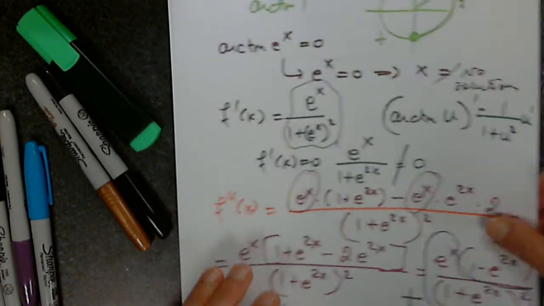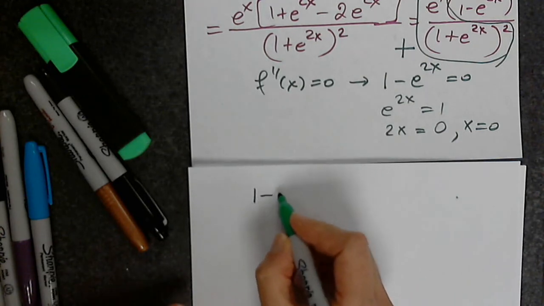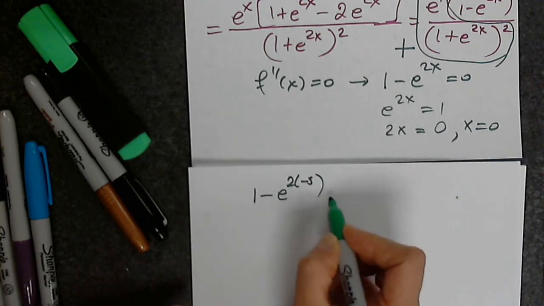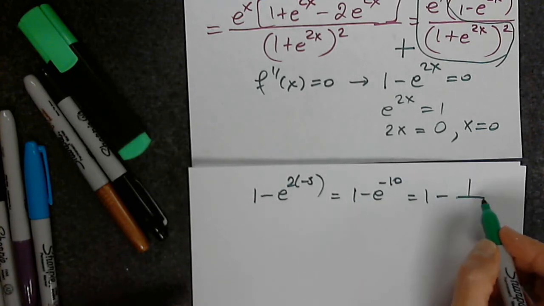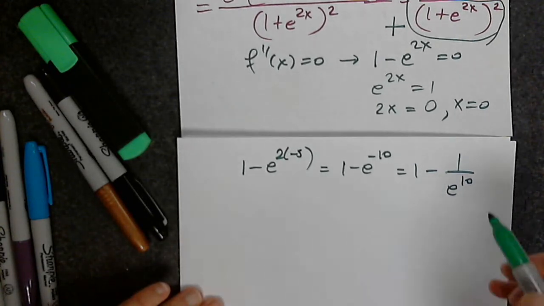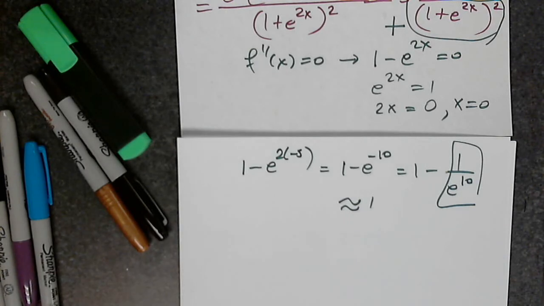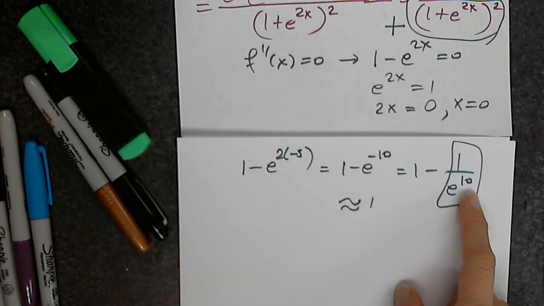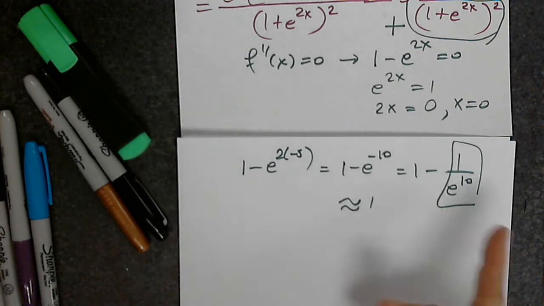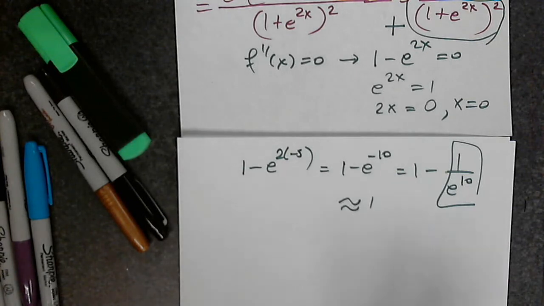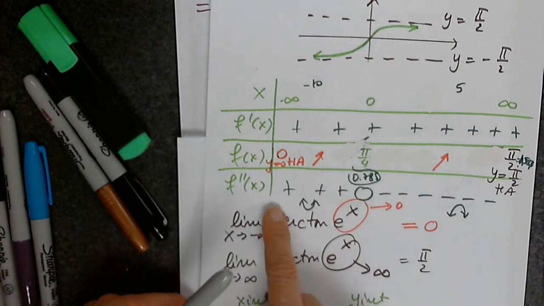Yeah. Let me write it. Yes, you're right. So I plugged in negative 5. So I'm looking at e to 2 times negative 5, which is 1 minus e to negative 10, which is 1 minus 1 over e to the 10th power. And this is so small that this is approximately 1. Because this is roughly 3 to the 10th power, which is huge. And 1 divided by huge is 0. And definitely not more than that. That's all I was interested in, the sign. So therefore, on this side, this is positive.